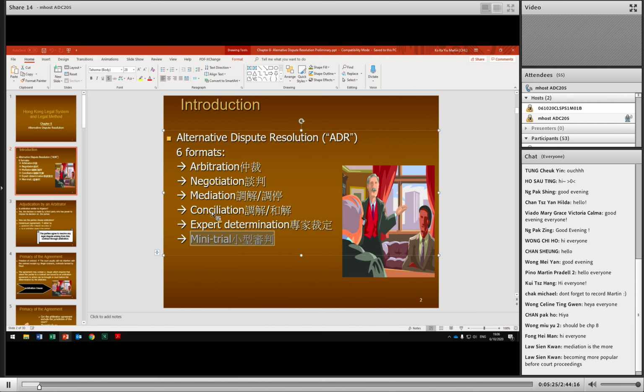And also for mediation and conciliation, even though they are two different names, they are more or less the same. So we can say that for ADR, the two major ones are arbitration and also mediation. I will spend more energy to explain arbitration and also mediation. They are quite different in nature, and also they need more explanation.